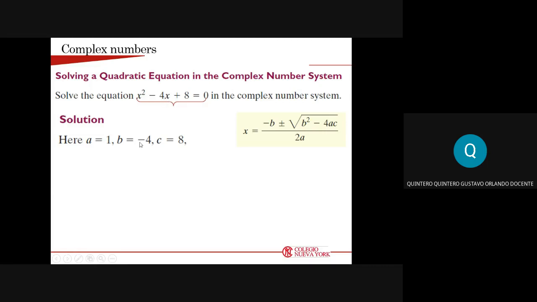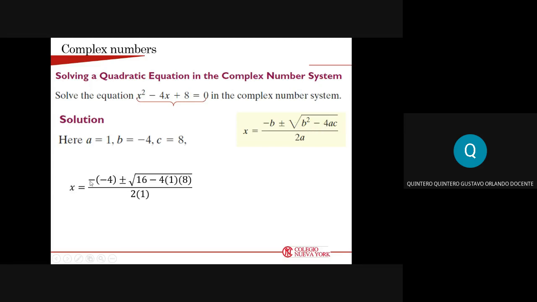Numbers are also with signs, so b is not 4, it's negative 4. There we go, negative 4. And then the c is the number at the end, the constant value. This one is positive 8, so c equals positive 8. There we go. We have our values. All we have to do is replace them in the formula.